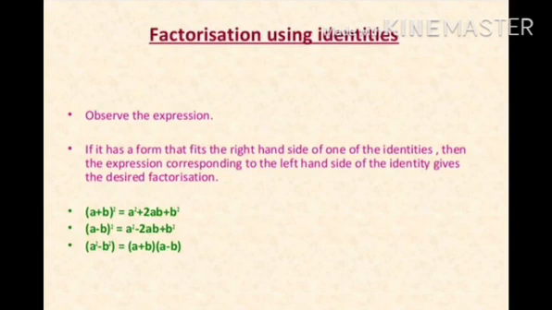But in factorization we reverse this. That means we use the identity a square plus 2ab plus b square is equal to (a plus b) whole square, because a square plus 2ab plus b square is the product, and (a plus b) is the factor of a square plus 2ab plus b square. So the rest of the identities you use like this: we have the product, and we have to find the factors.